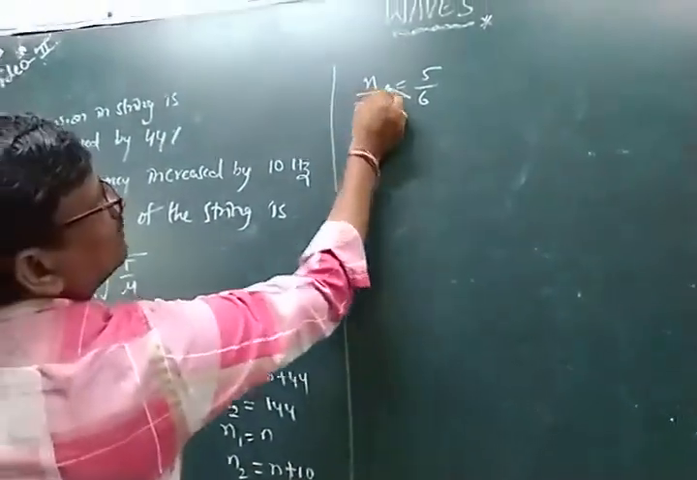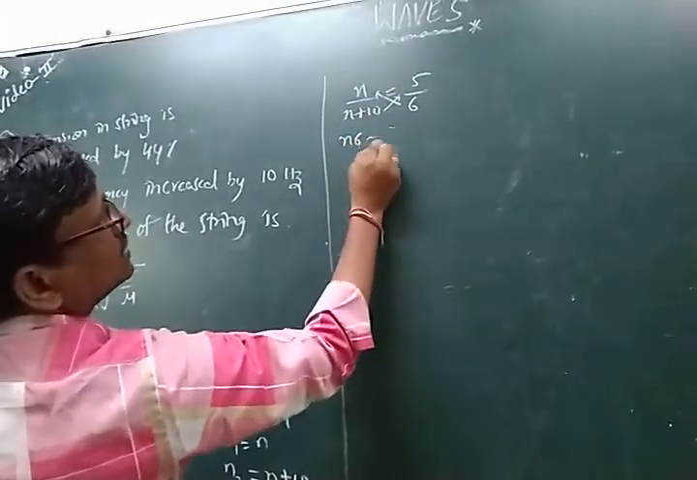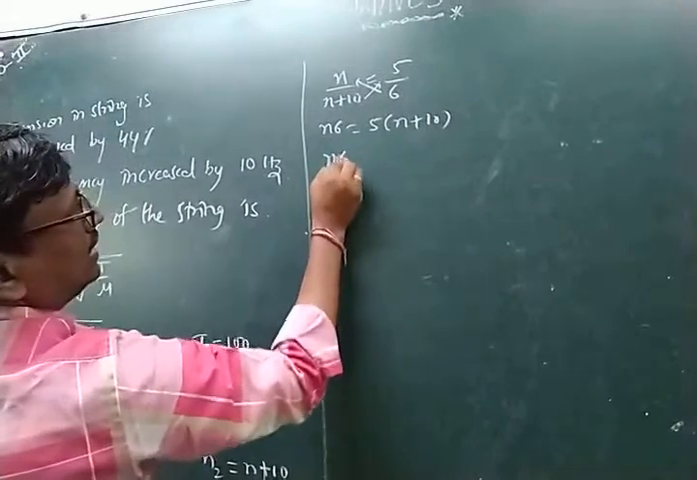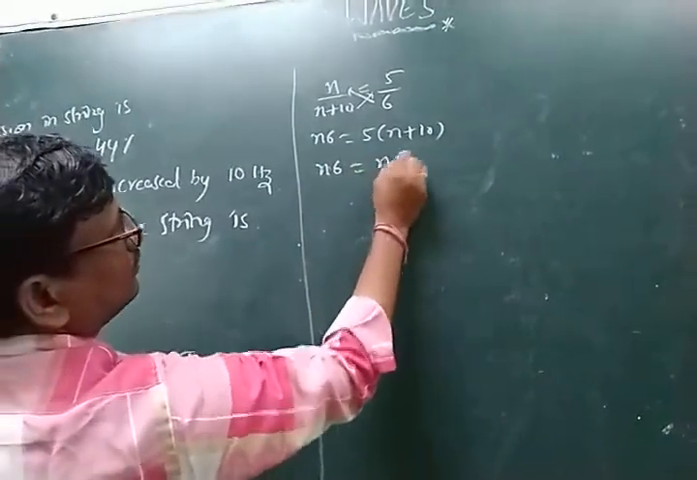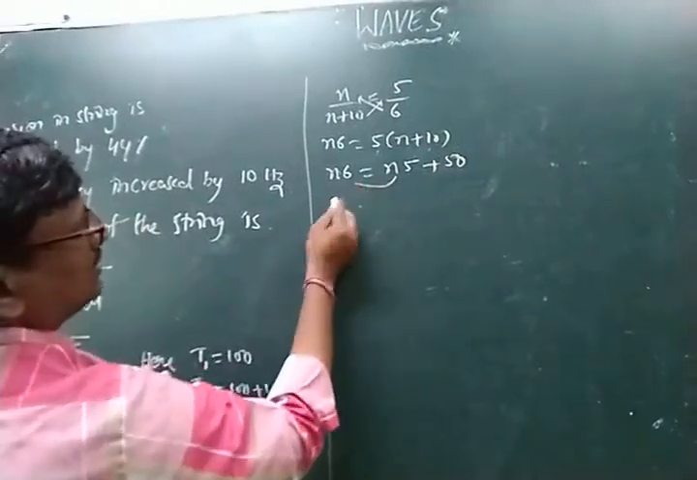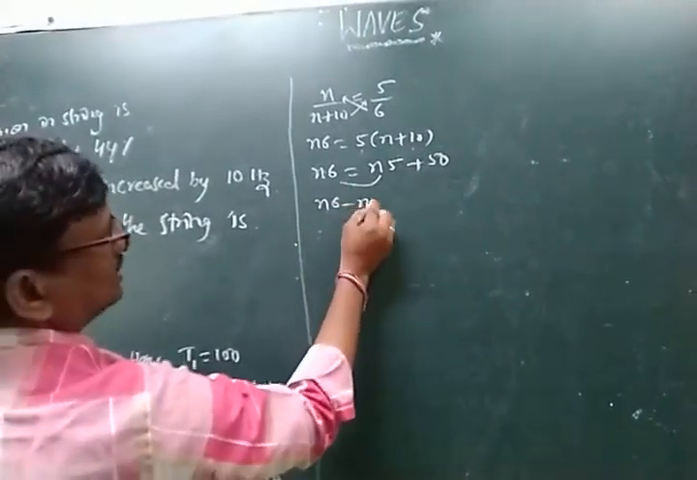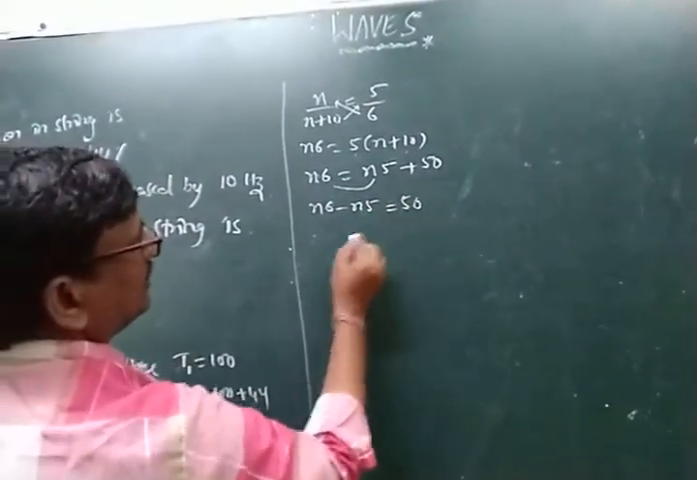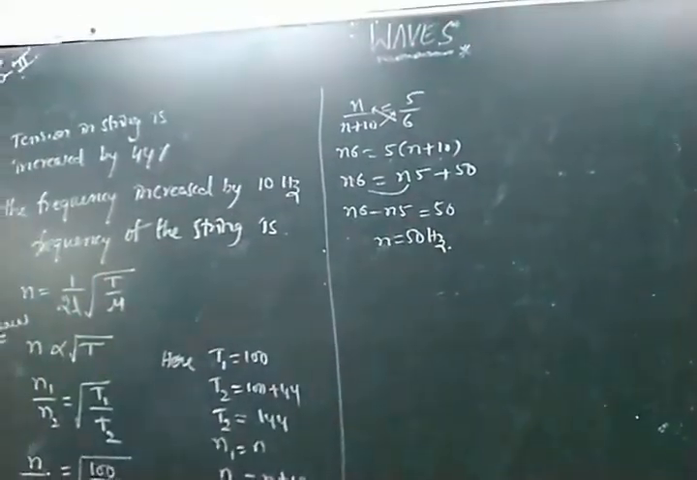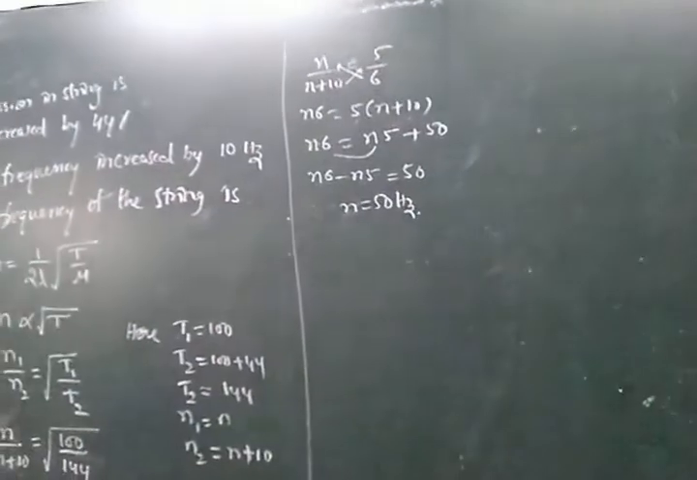Taking the cross multiplication, n into 6 is equal to 5 into n plus 10. So n into 6 is equal to n into 5 plus 5 into 10, that is 50. Take this to one side: 6n minus 5n is equal to 50. Then n is equal to 50 Hz.